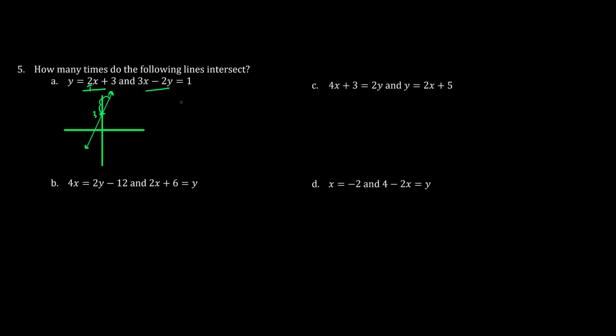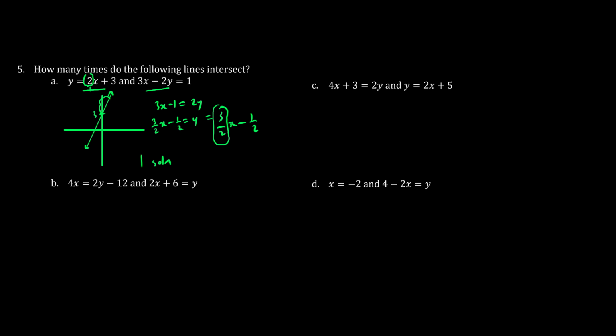Now if you rearrange this equation, we get 3x minus 1 equals 2y, and we can divide both sides by 2. We get 3 over 2x minus 1 half. So as you can see, the slopes of these two different lines are different. Here we have 3 over 2, and here we have 2. So when we have different slopes, right away we know there's only one solution.